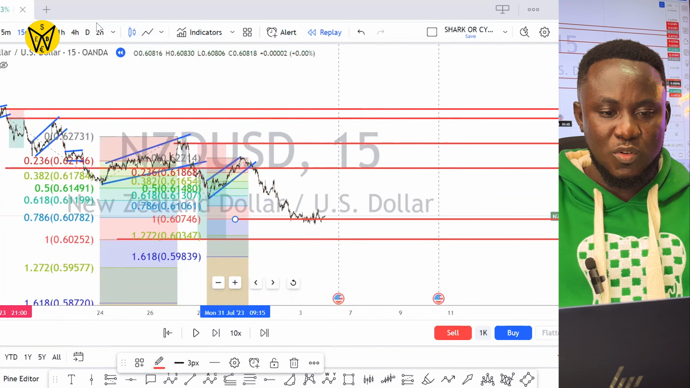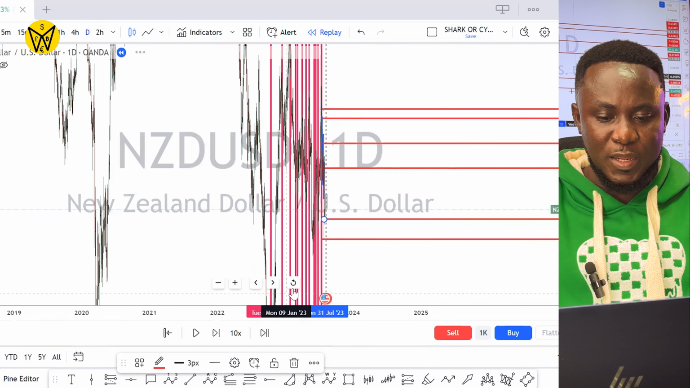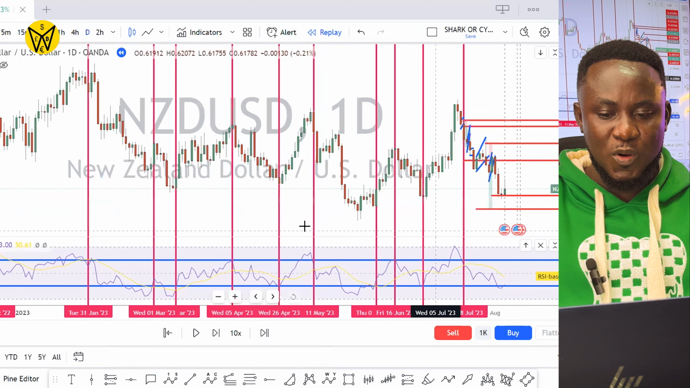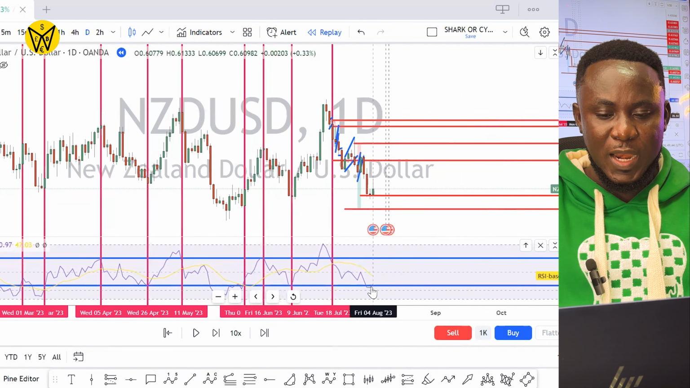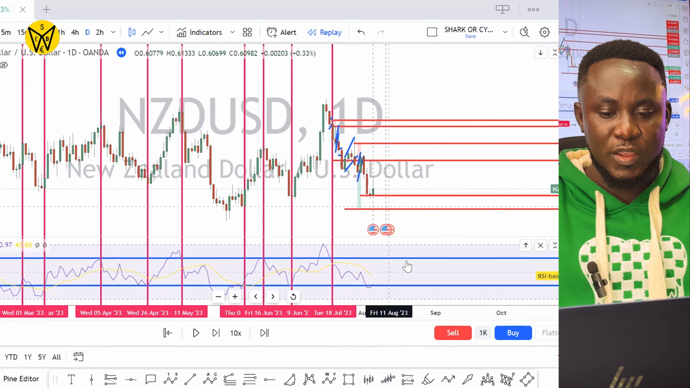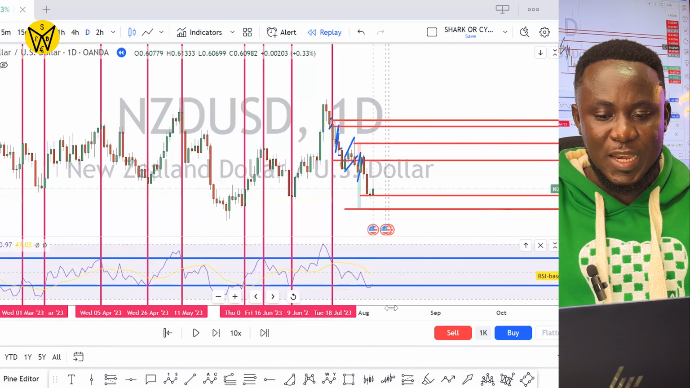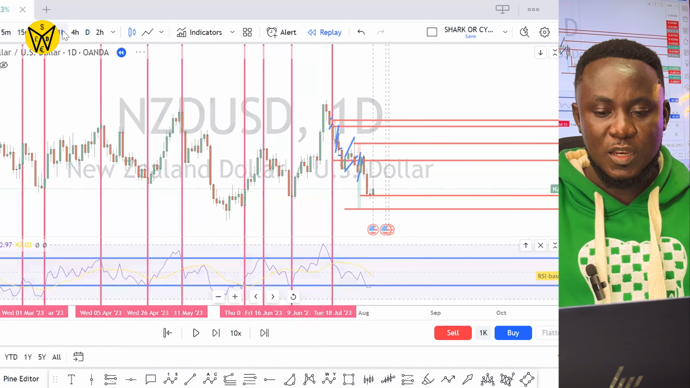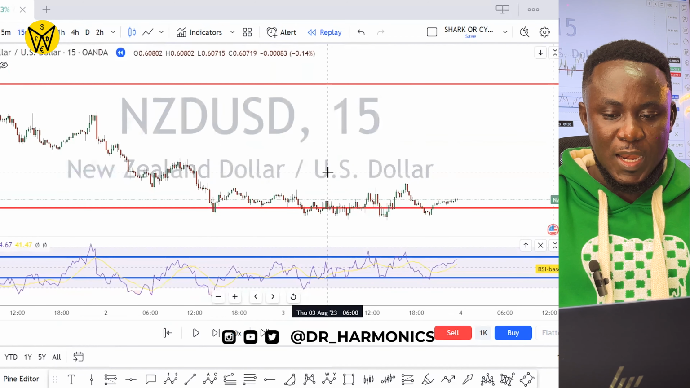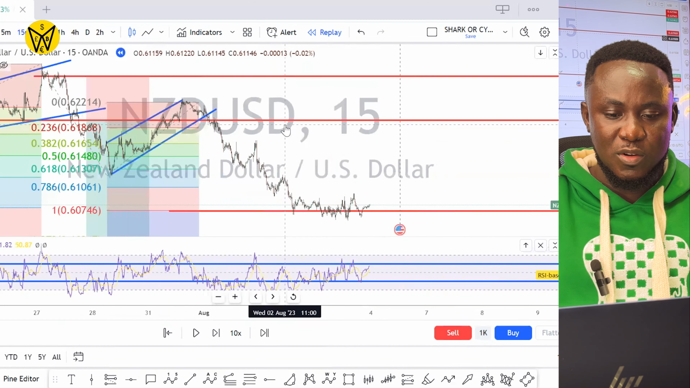Whilst we are here, let's go to the daily time frame to look at what is happening, whether we are still in the sell zone. Okay, so at this point, you can see that we are now in the buy zone. So at this point, you have no option than to exit our trade. So far as we have the daily crossover above the 40, then you have no option than to what? Exit your trade.